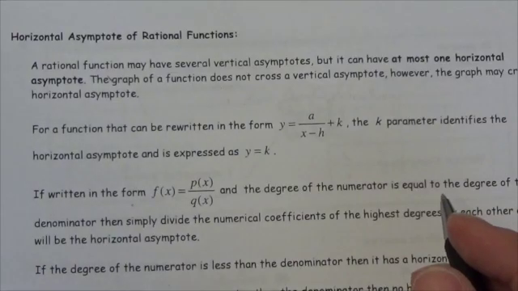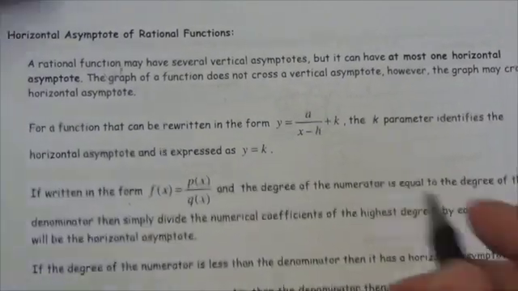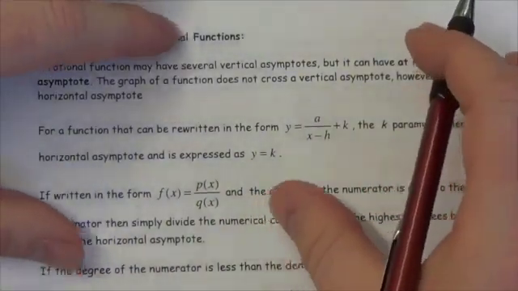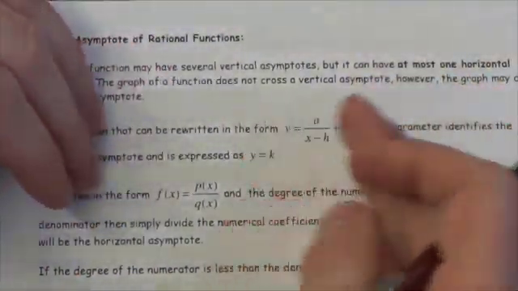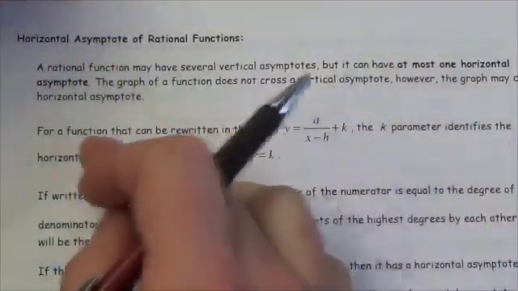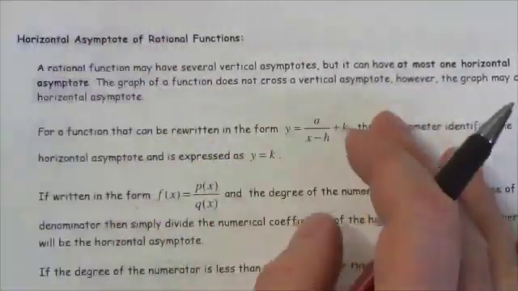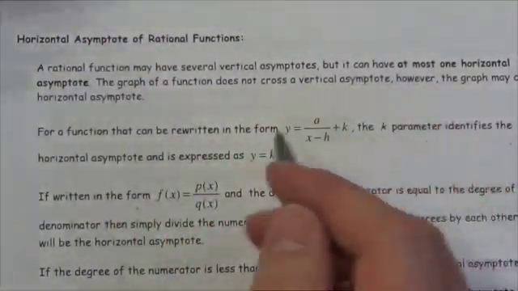In this section, we will be looking at how to identify the horizontal asymptotes of rational functions. Okay, now let's take a few minutes to talk about the horizontal asymptote. A horizontal asymptote is a horizontal line that the graph approaches as x gets really, really large in either the positive direction or the negative direction. Basically, the further away you get from the origin, horizontally.